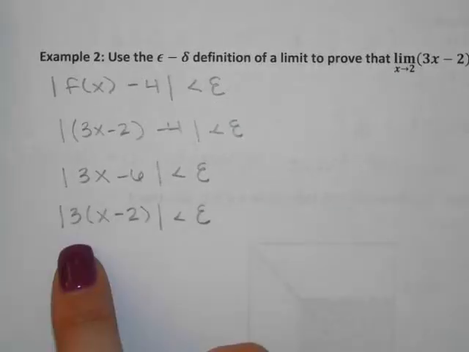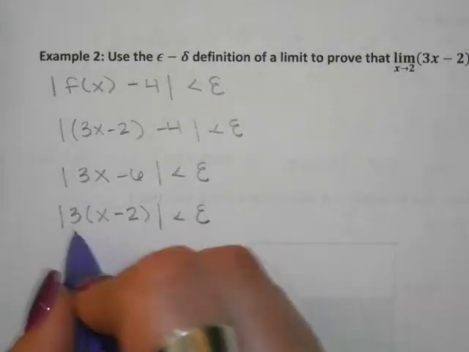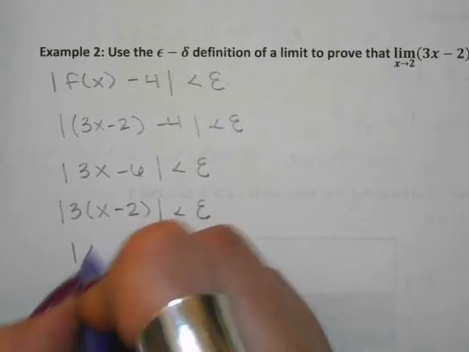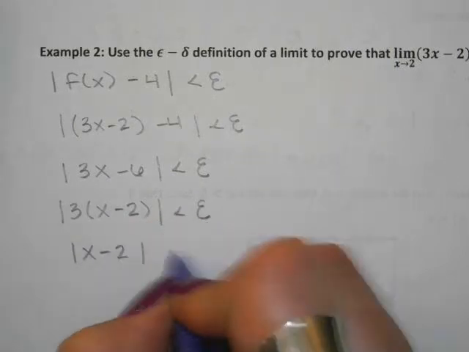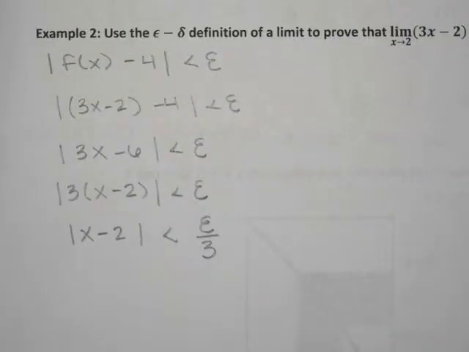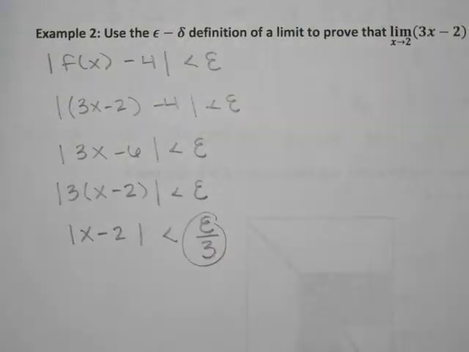Okay, so let's go ahead and finish it. What should I do now? I can take out the 3. I'm not going to move it to the front this time. I'm just going to divide it over since we know that it kind of works like that. So I'm going to say x minus 2 is less than epsilon over 3. And so this is my delta. Backwards 3 over regular 3.